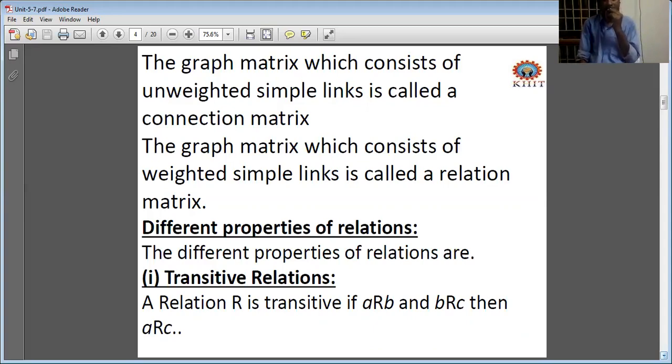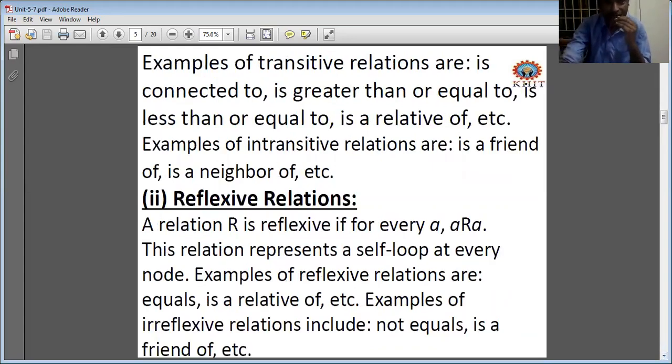A relation R is transitive if A R B and B R C, then A R C. That is, A is related to B, B is related to C, then A is related to C, is called a transitive relation. Examples of transitive relations are is connected to, is greater than or equal to, is less than or equal to, is a relative of, etc. Examples of intransitive relations are is a friend of, is a neighbor of.